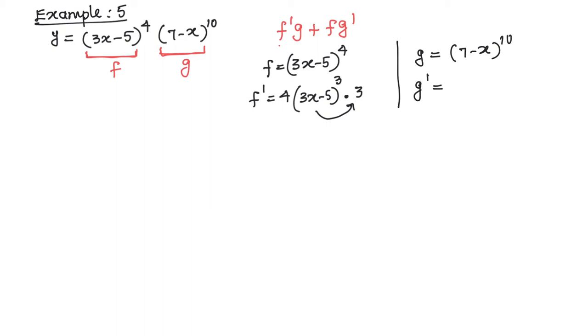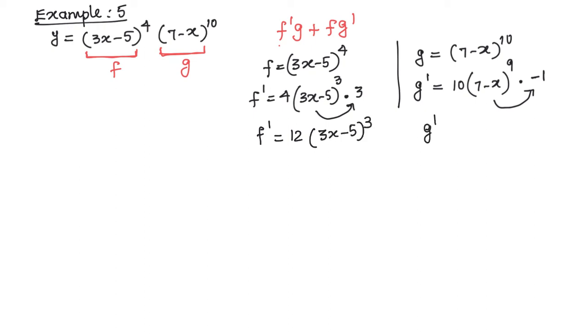So g prime will be, apply the power rule, inner function stay the same. Then multiply by the derivative of the inner function, negative 1. Because derivative of 7 is 0, derivative of negative x is negative 1. Here derivative of 3x is 3, derivative of 5 is 0, that's why I didn't write the 0. F prime is 12 times 3x minus 5 cube. I am simplifying this. Okay, so g prime is negative 10, 7 minus x power 9.